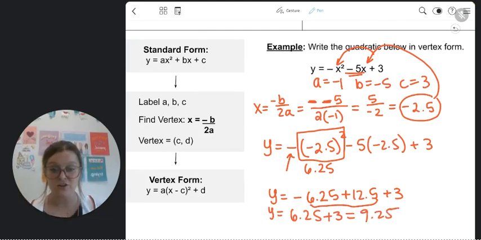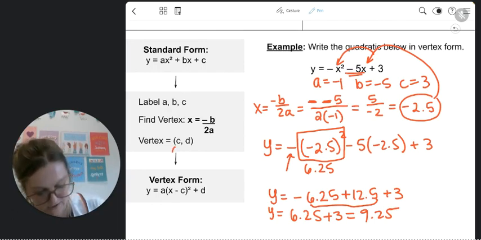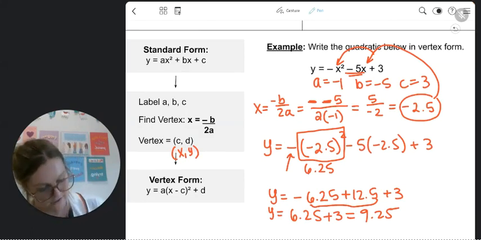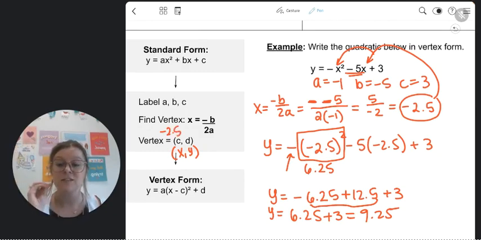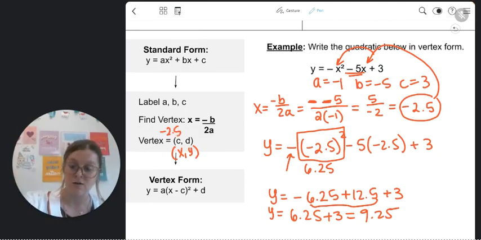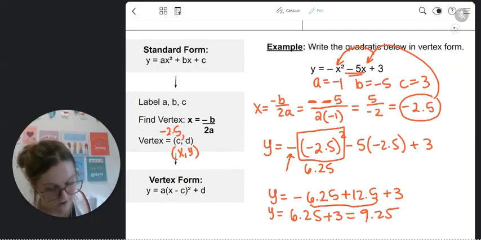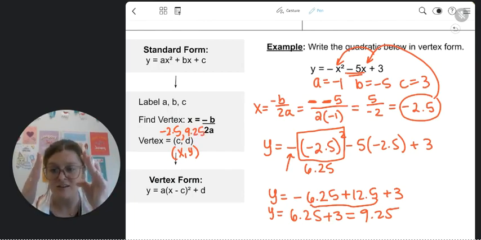Okay, I did my calculations. I have my x and I have my y, so here's what's important. We are going to now label this vertex as my x and y value that I just got. So the x value that I got was negative 2.5. In vertex form, that is now going to be our c value. The x value of our vertex is the same as the c value of your vertex form. And similarly, my d value is the y value of my vertex. So really, they're just saying, hey, c and d means the same thing as x and y. Okay, so put it in your brain.